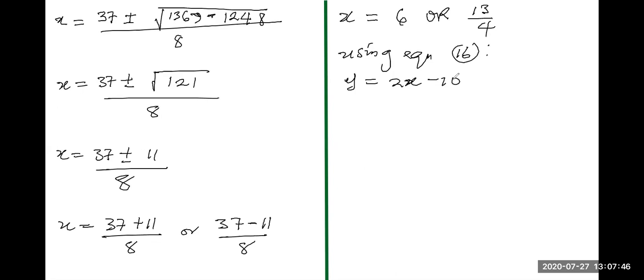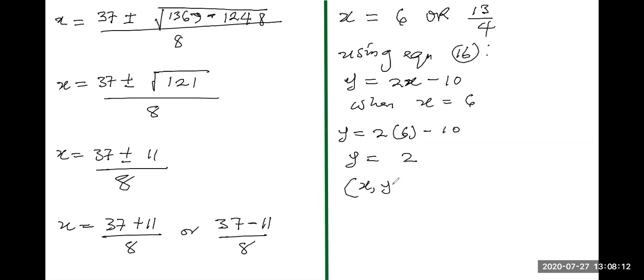Alright, so I want to use this equation now to find the value of y since we have the value of x. Okay? So when x is equal to 6, put it into equation 1b, y is 2 into 6 minus 10, and your guess is as good as mine. y is equal to 2. Presenting our answer in coordinate form or a pair of answers x and y. So now say x is 6, y is 2.